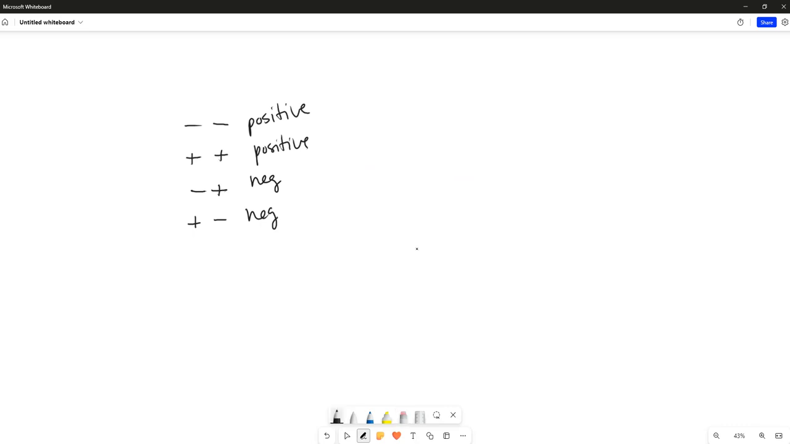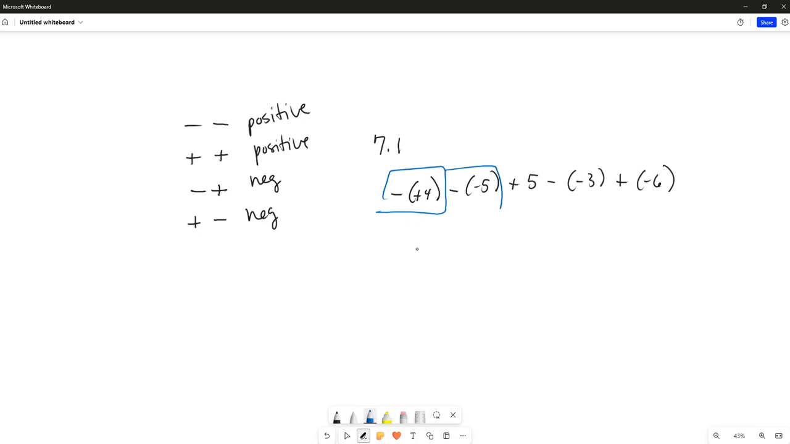All right, this is example 7.1. This is on the bottom of page 34. So the opposite of a positive 4 minus the opposite of 5 plus 5 minus the opposite of 3 plus the opposite of 6. Okay, I'm going to go through and find all the terms. And you notice that the minus or plus goes with whatever is behind it.